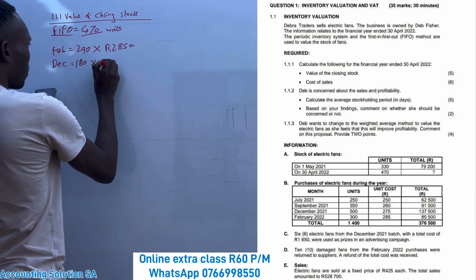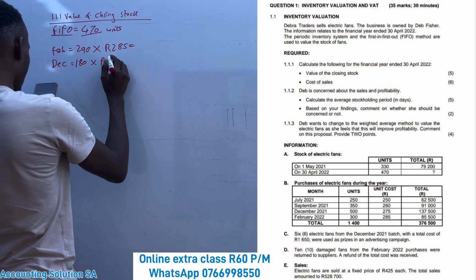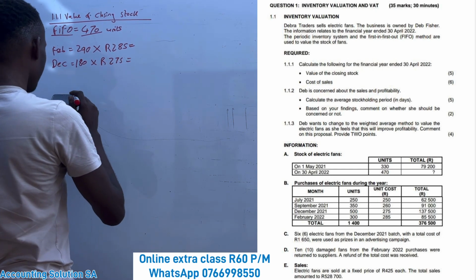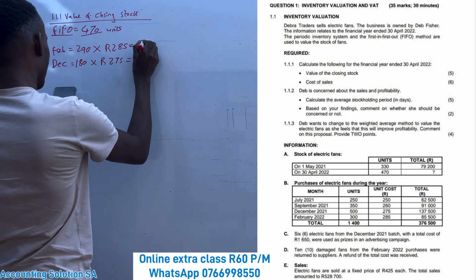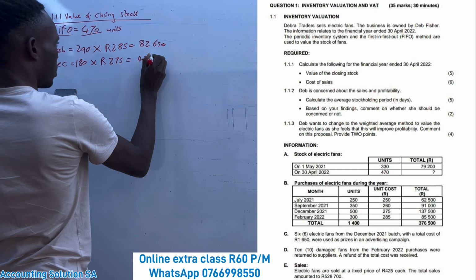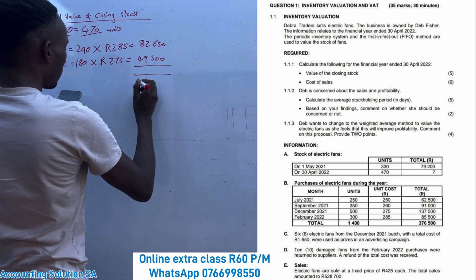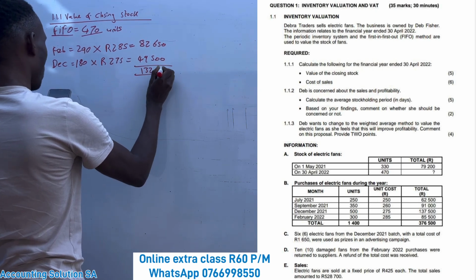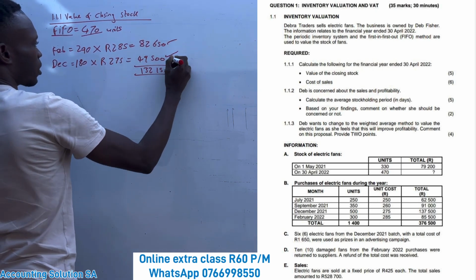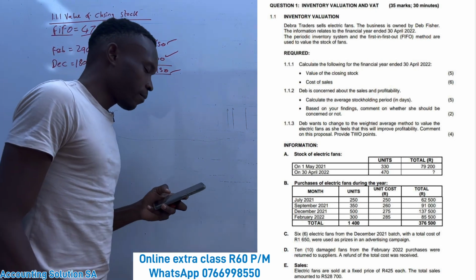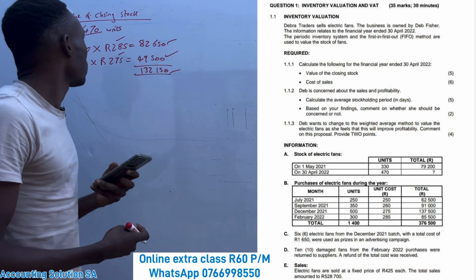Then we multiply by the amount of 275. Let's calculate this. This one is going to give us 82,650, and this one 49,500, and in total it's going to give us 132,150. Then if you do this calculation, guys, you are going to get 5 marks for free. That's how we work out the first-in first-out method.